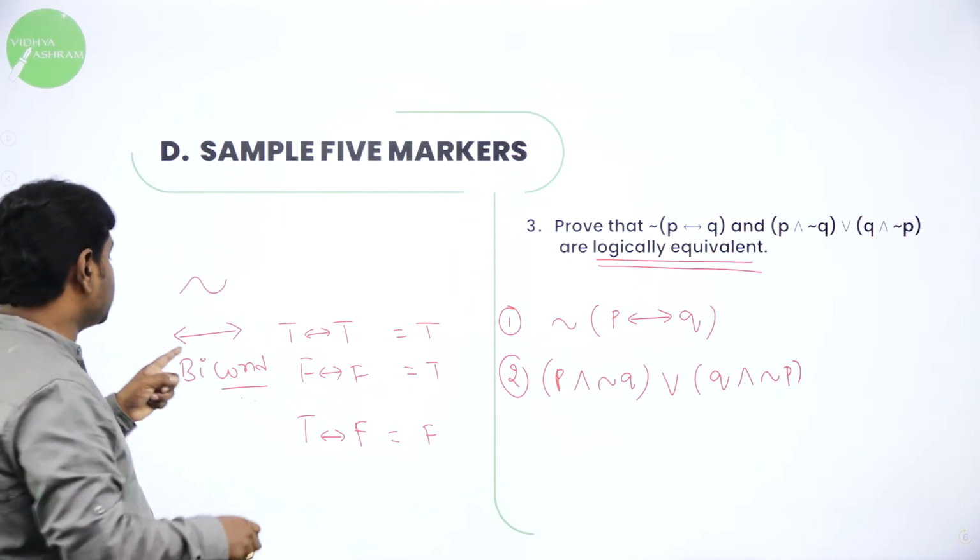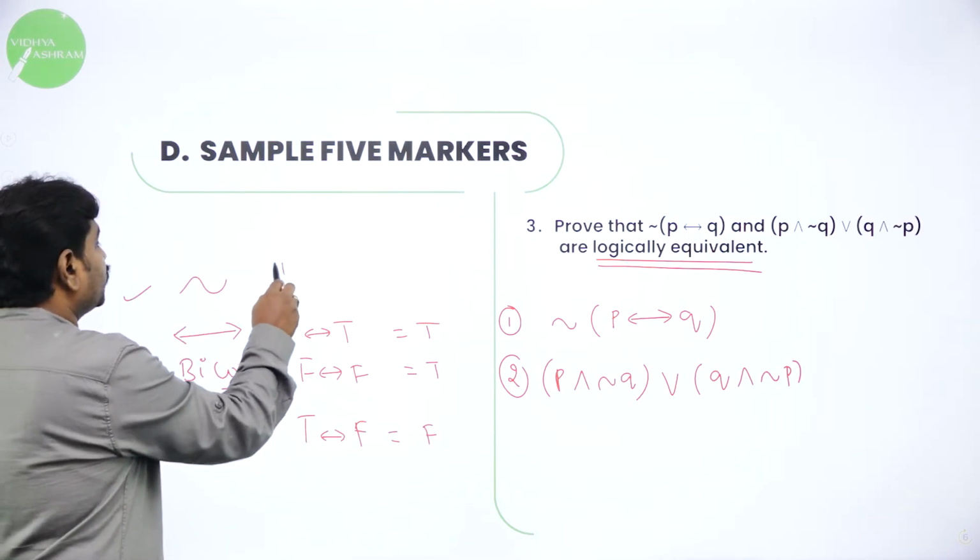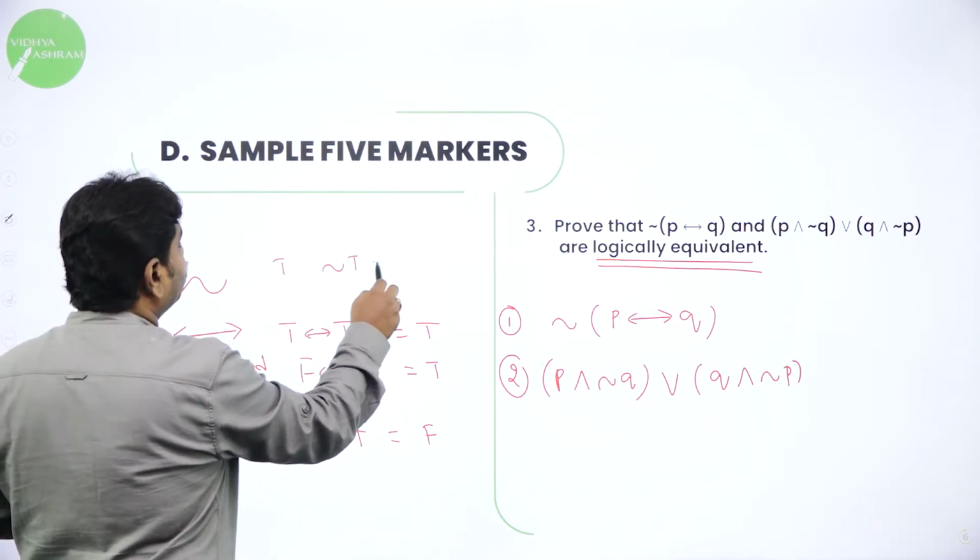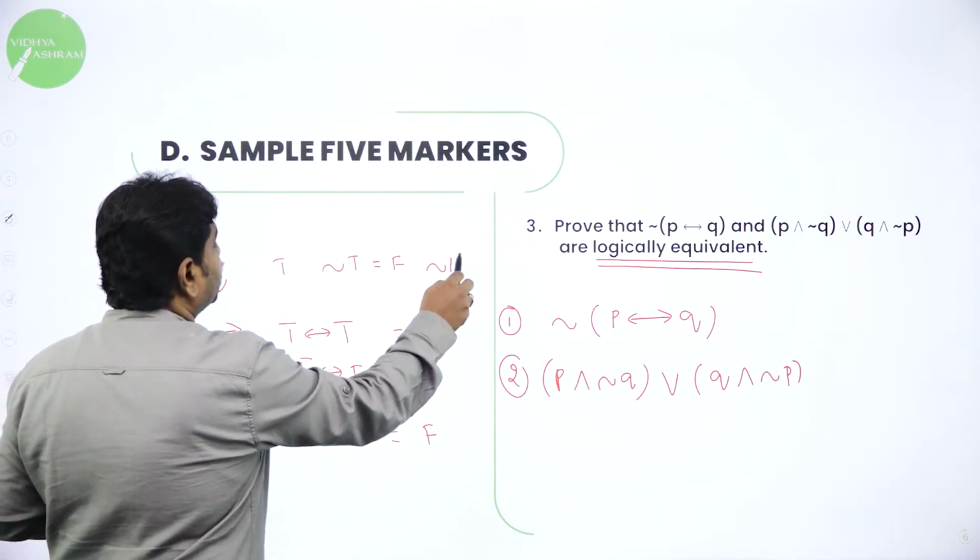If both are same, result is true. Negation means if question is true, negation of true becomes false, and if question is false, negation of false becomes true.